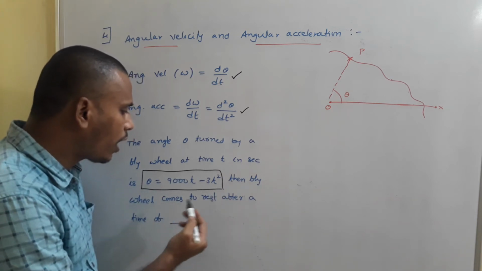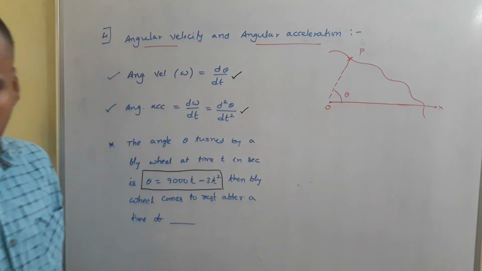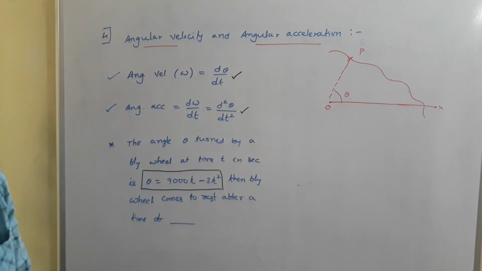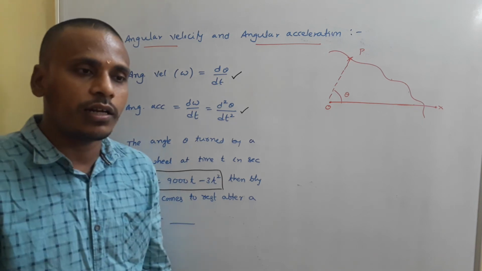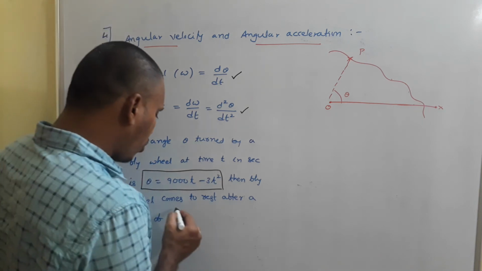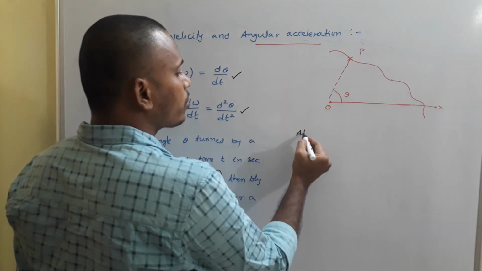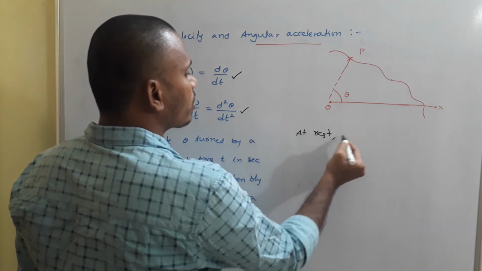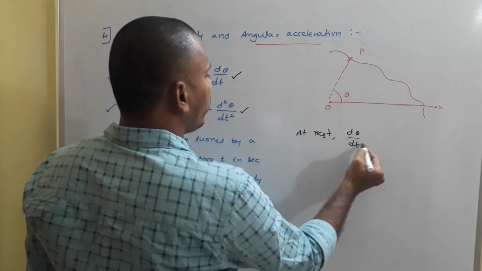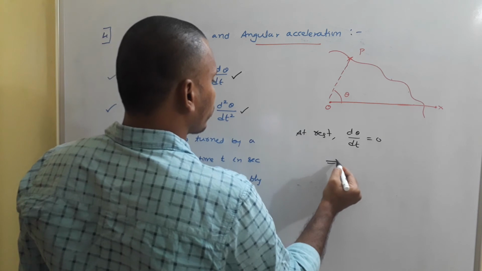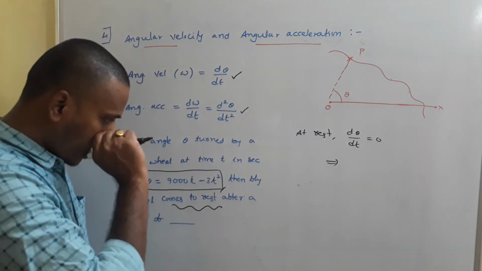Then the flywheel comes to rest after a time of, that's what we need to find. Whenever the flywheel comes to rest, the velocity is 0, so we say that it is coming to rest. Since the question is about when the flywheel comes to rest, at rest the velocity is 0, and here, since we are discussing angular velocity, d theta by dt is equal to 0.